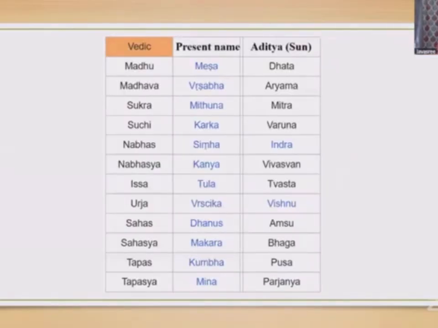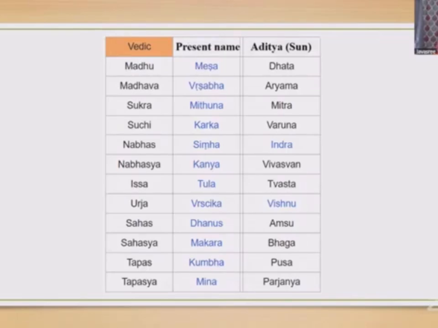And just a brief of it I'm giving here. Initially, the months were known as Madhu, Madhava, and then Shukra, Shuchi, like that. For example, in Janamejaya's inscription, the month is mentioned as Sahasya Masa, that is Makara Masa. So until some 5,000 years ago, our ancestors were using the first column, these Vedic names only. Later on, the equivalent names, Mesha, Rishabha, were introduced.